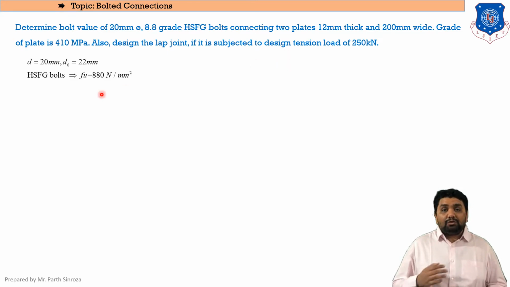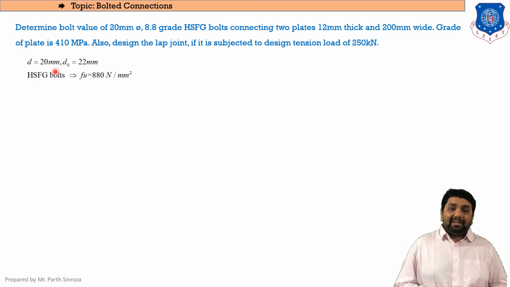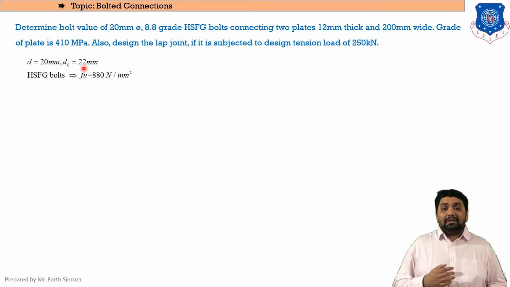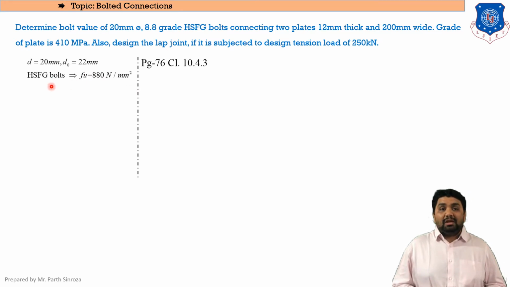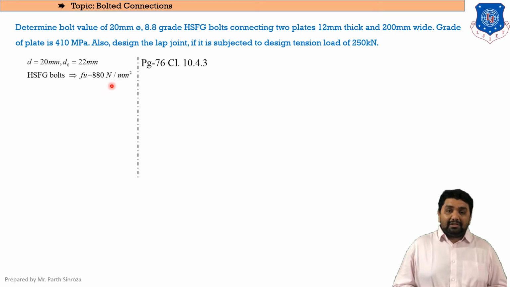Clear? So the bolt diameter will be 20 as M20 bolts are given, and as per our understanding that we have seen in table 19, the hole diameter will be 22. Now for HSFG bolts, fu will always be taken as 880 Newton per mm square. We have discussed it in the first introduction lecture.